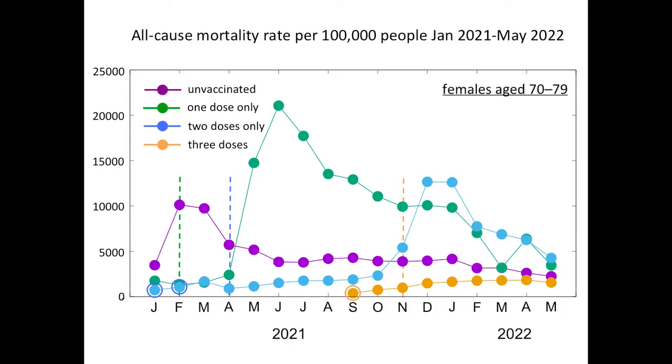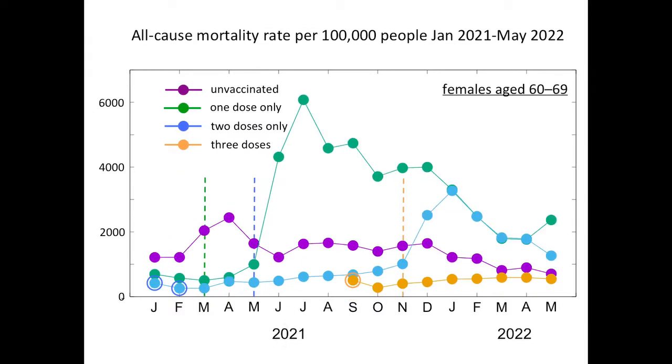So here's females, 70-79. And I won't go through this in great detail, but you're seeing those features here essentially again. Notice that these dashed lines are moving to the right because as we go to younger age groups, the vaccine rollout will have been at later times for the younger groups.